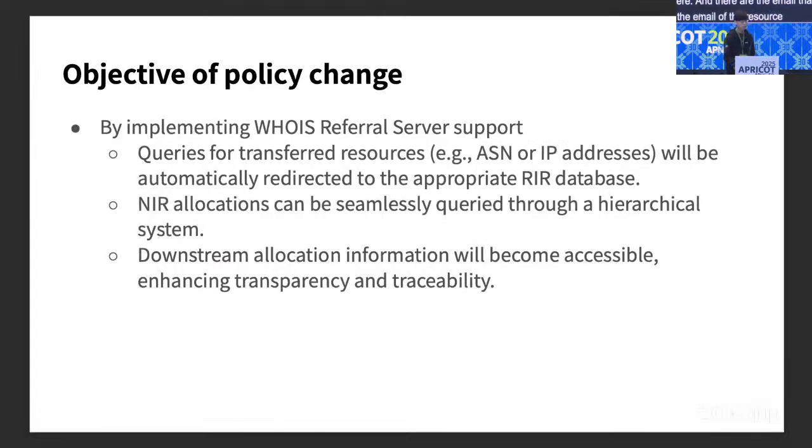So the objective of the policy change, in my opinion, is to implement referral server support and allow the query to automatically redirect to the destination host database. It will also allow the NIR, like the TWNIC, the CNIC, or JPNIC, to maintain their own database on their own server. And the third one is that the downstream allocation information will become accessible. I see that APNIC was mentioned. The member can use the APNIC API to automatically update the resource, but the problem is some members, like the NIR members, don't have MyAPNIC access, so they cannot use the API. They need to get help from the NIR.